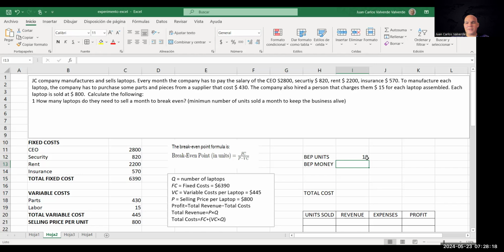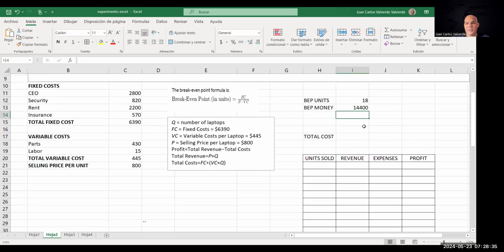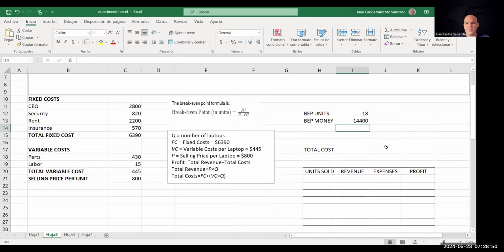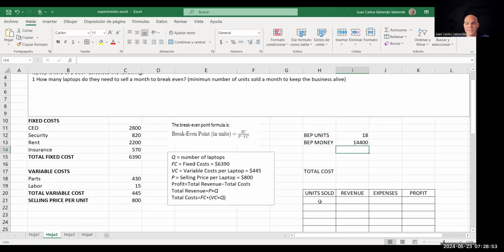Now, what about money? Because I already have it in units. To calculate that in money, what we have to do is multiply the units to be sold times the selling price. That means here that it's necessary for the company to have $14,400 as revenue, okay, in order not to lose money. So let's do the chart here. Okay, let me see. Imagine that the company sells only 12, not 18, but 12, 13. Let's do this.